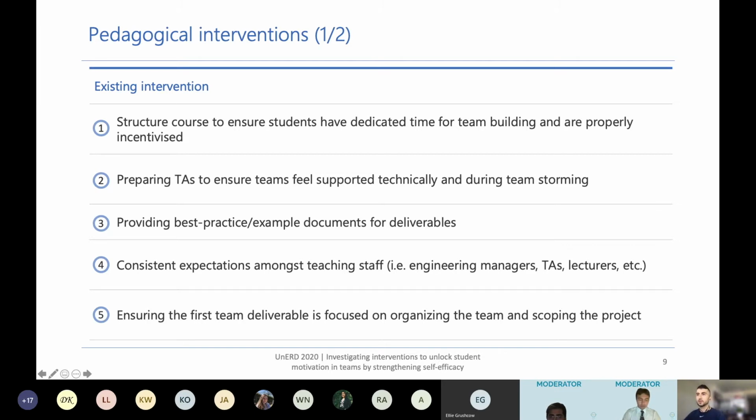The interventions include structuring courses to ensure students have dedicated time for teaming, preparing TAs to ensure teams feel supported technically and during team storming, providing best practice documents for deliverables, consistent expectations amongst teaching staff, and ensuring the first deliverable of every team project is always focused on organizing the team and scoping the project.